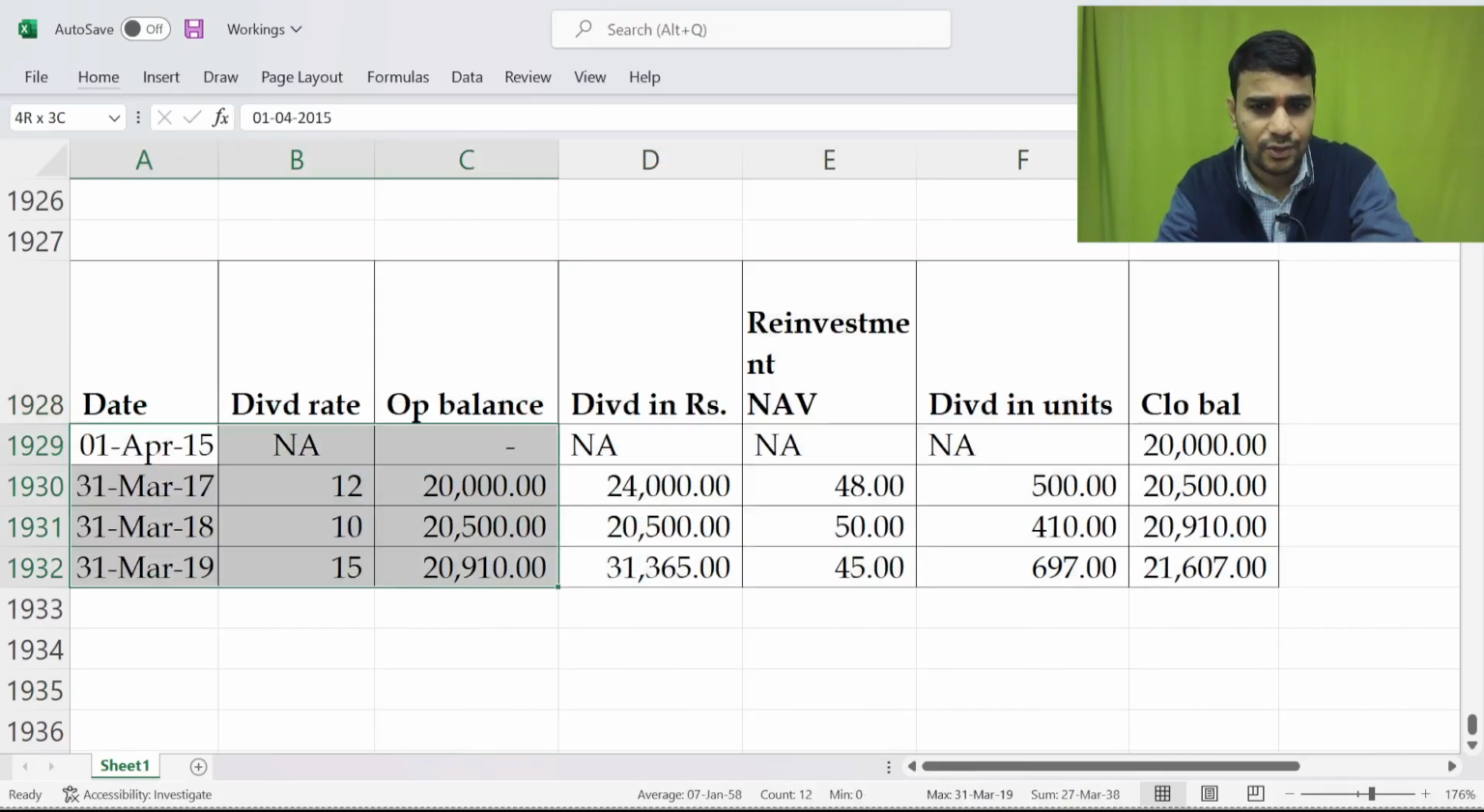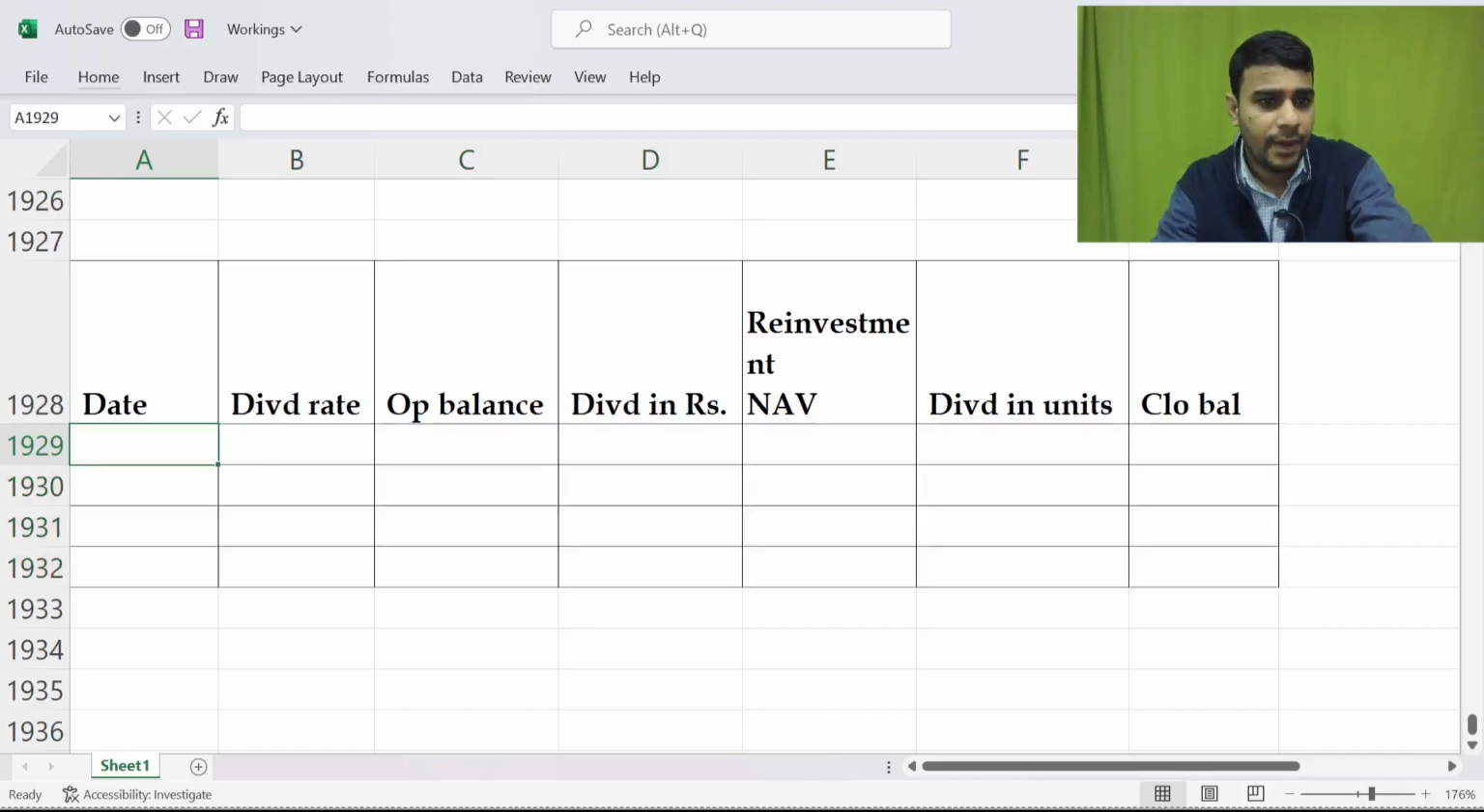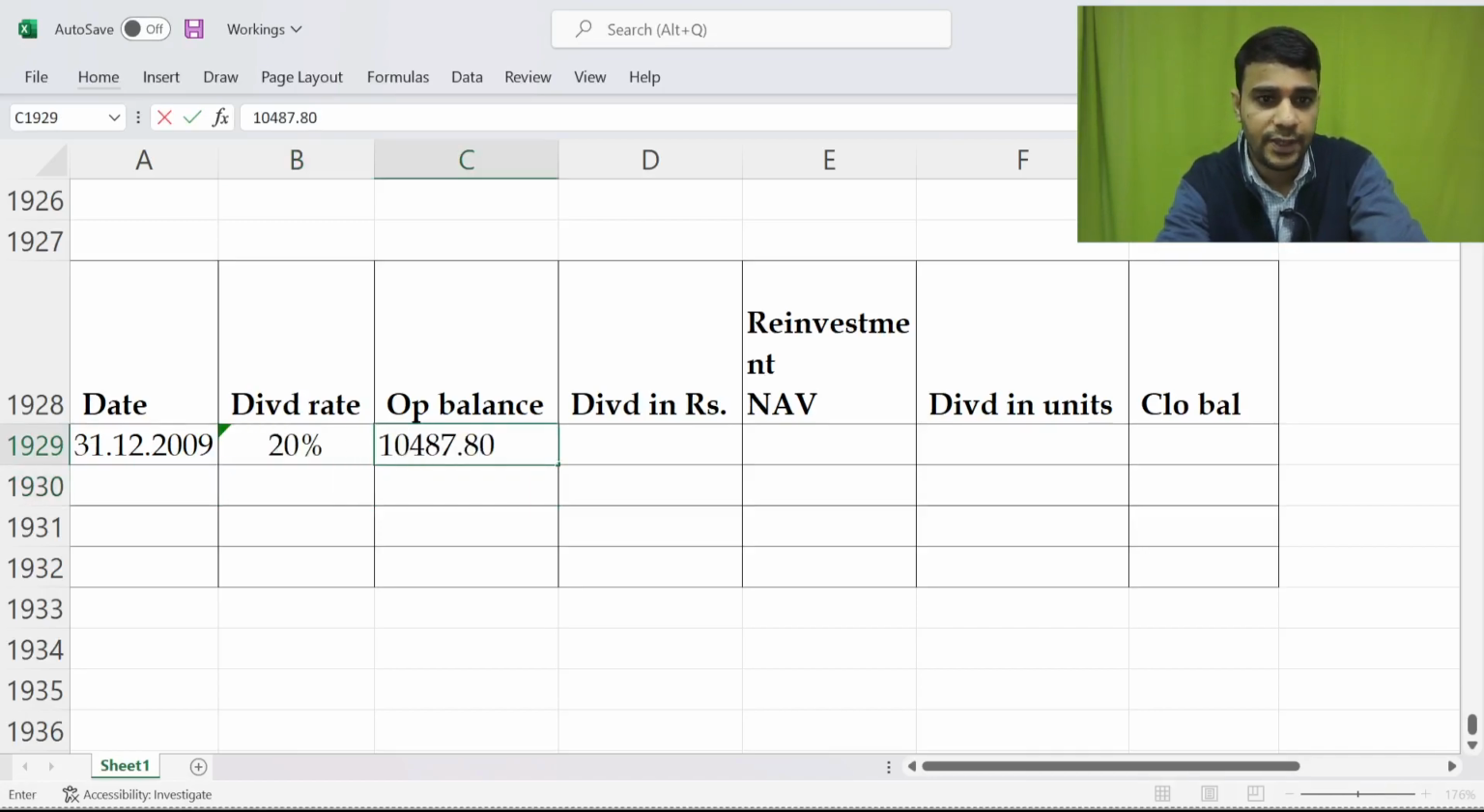I'm going to do this calculation now. You can write it in sometime. On 31/12/2009, what is the dividend rate they have declared? 20%. On this day, my units were 10,487.8.